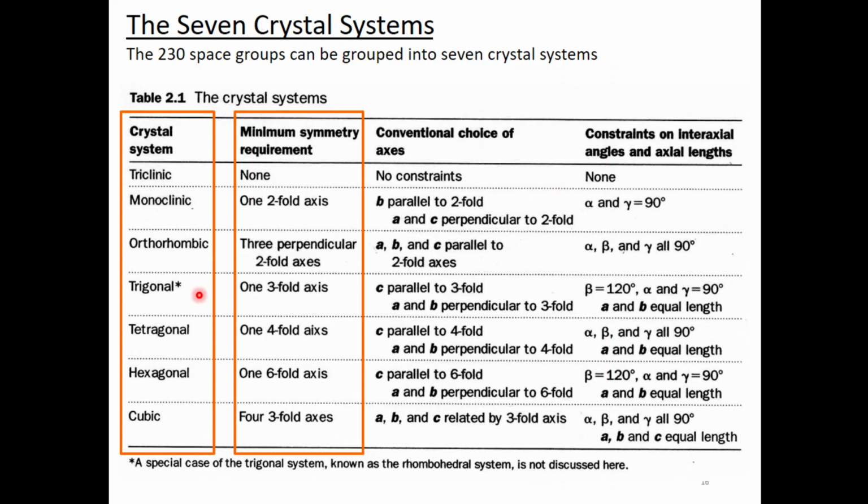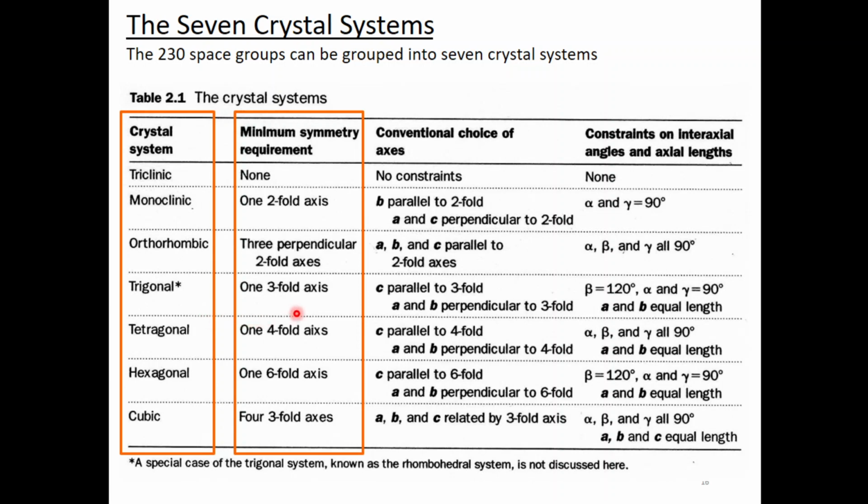And this is the trigonal crystal structure. The trigonal crystal structure is also called a rhombohedral crystal structure, like we see in here. This is a special case of the trigonal system known as the rhombohedral system. This is not discussed in here, but we have discussed it in the classroom.